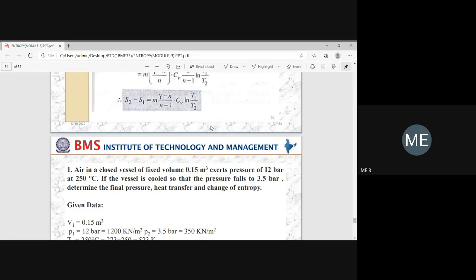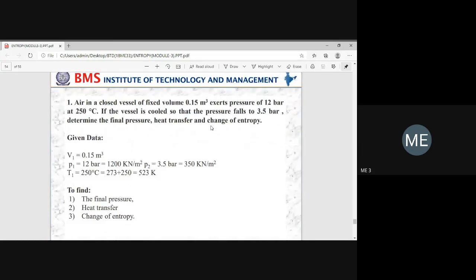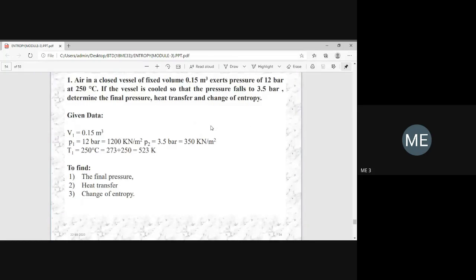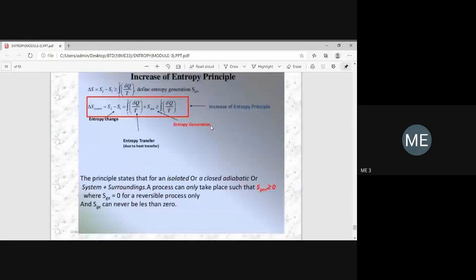These are the important concepts we are going to learn in entropy. And so I'll solve one simple problem related to entropy.